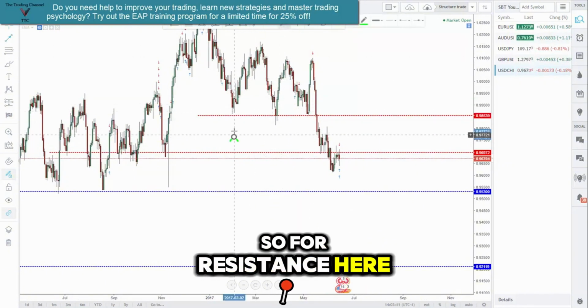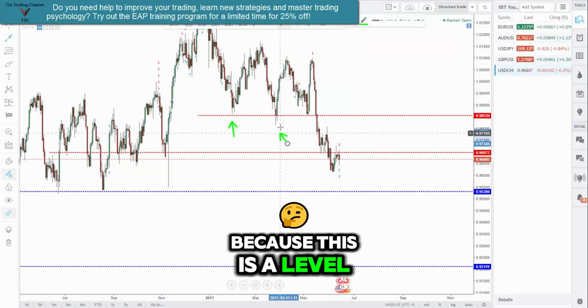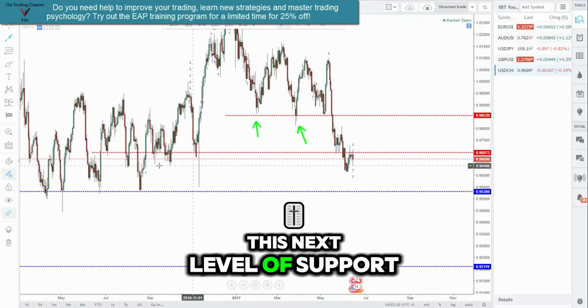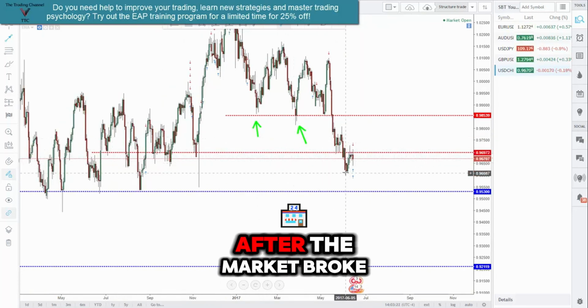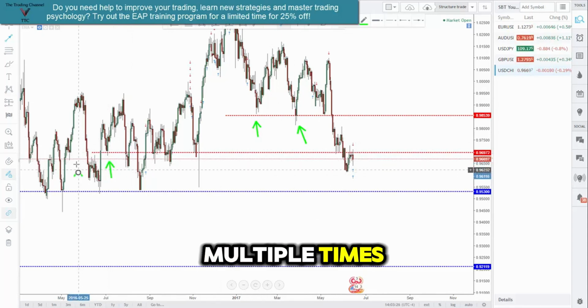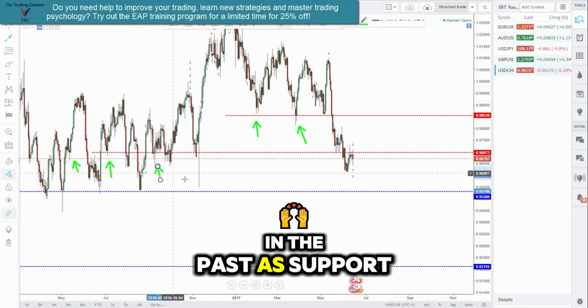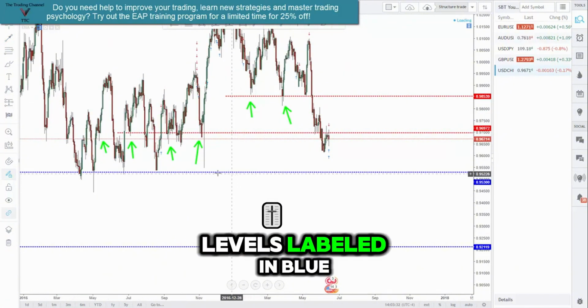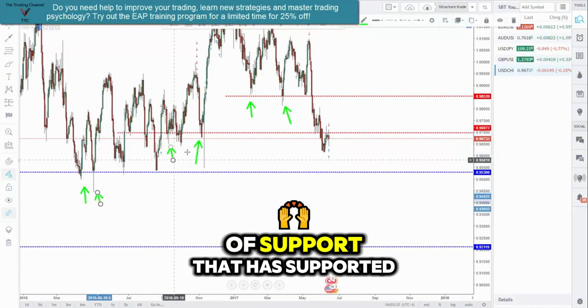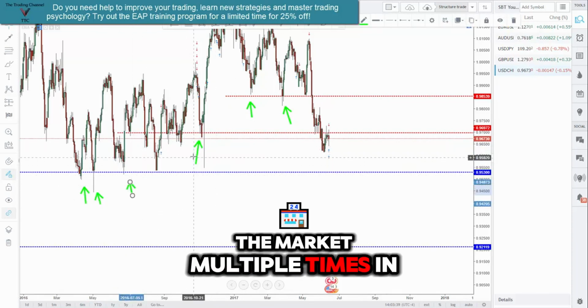So for resistance here, this top line is pointed out because this is a level the market tested multiple times as resistance. Same thing here on this next level of support that is now turned into resistance after the market broke through it. We have a level that has been tested multiple times in the past as support, and for our support levels labeled in blue, very similar situation. We have a level of support that has supported the market multiple times in the past.